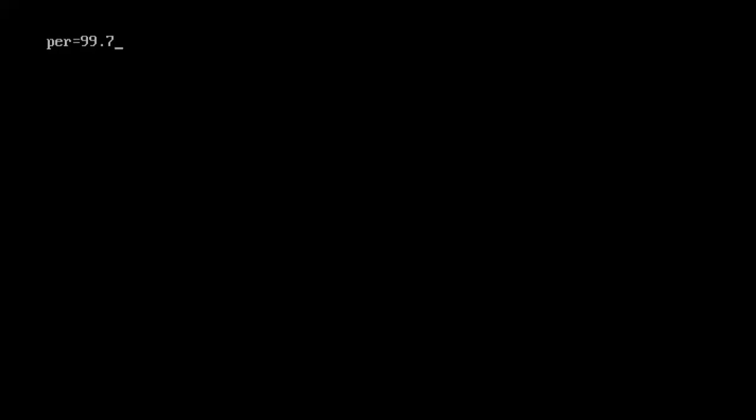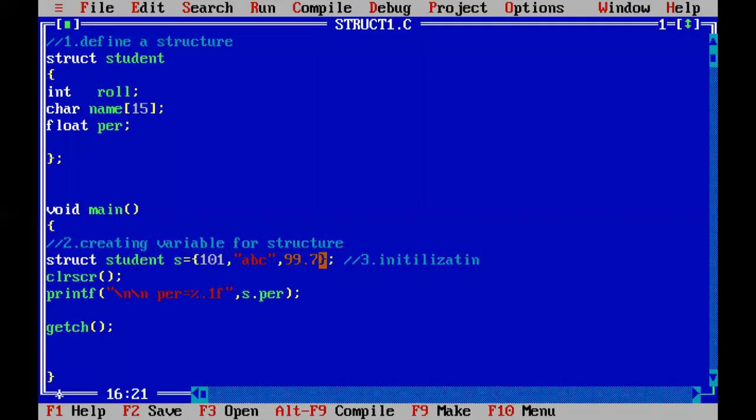So what you are trying to access? You are trying to access S1 dot PR. What is there in the PR? 99.7. So till now we are talking about only S. S means one single student data. That means ABC student data we are talking about. ABC will have the roll number 101, and he got 99.7%.